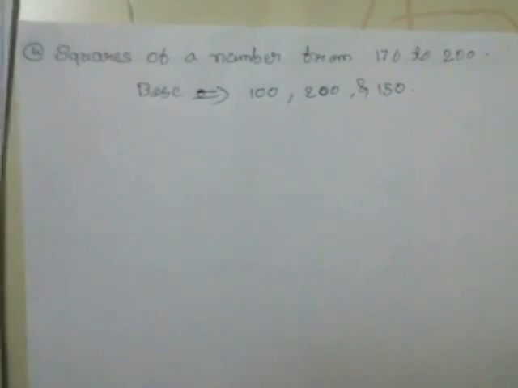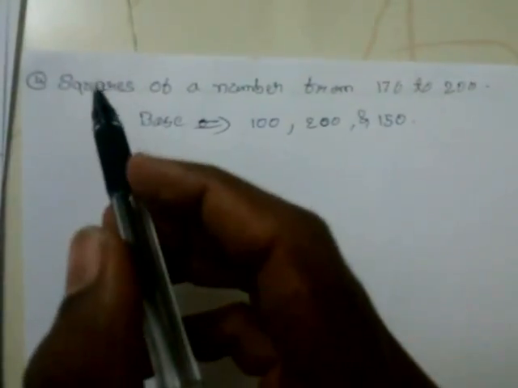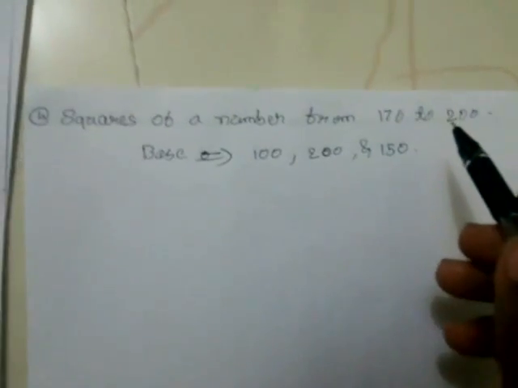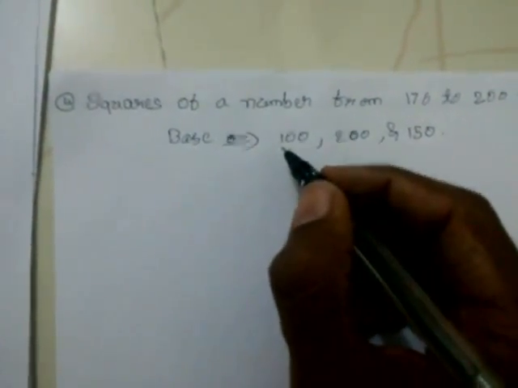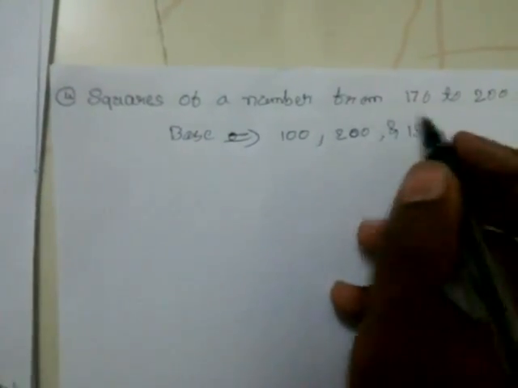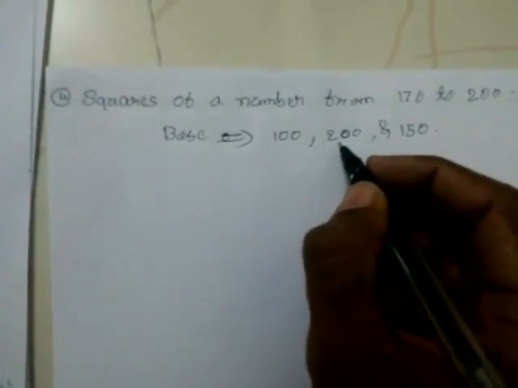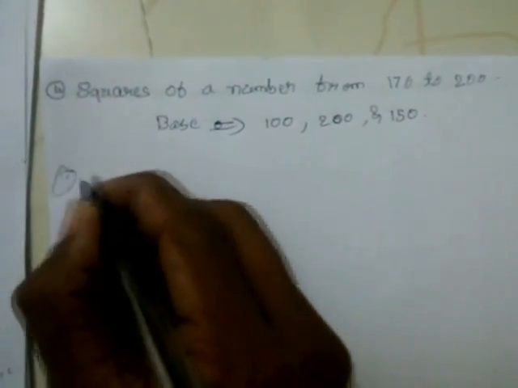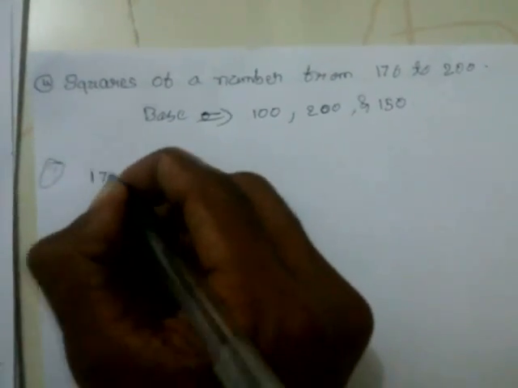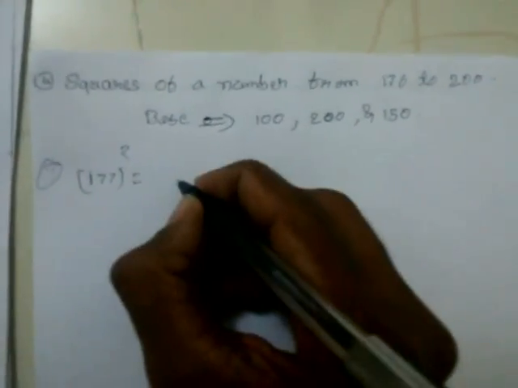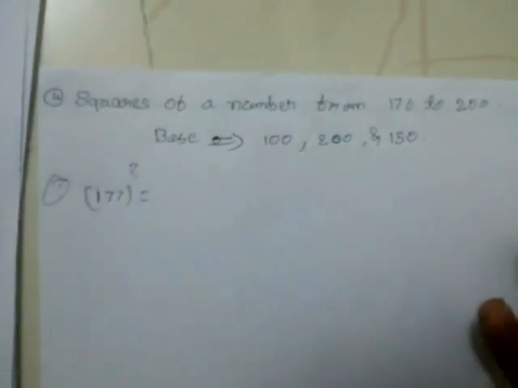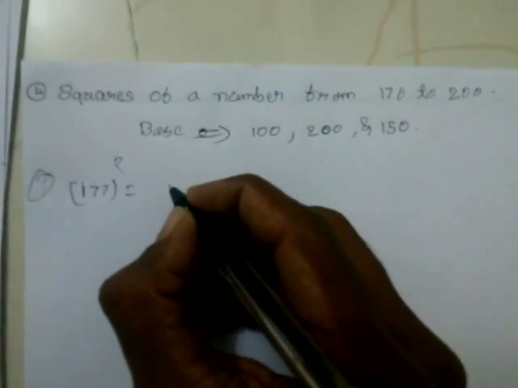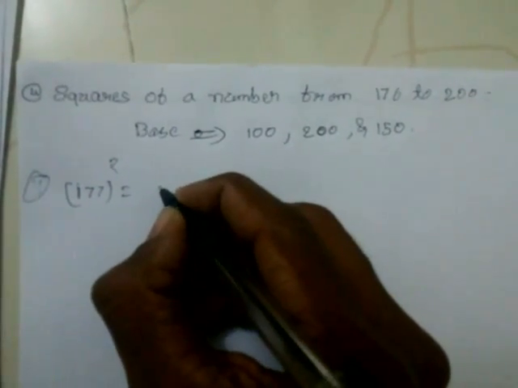Let's move to our final category, that is find out the square of a number from 176 to 200. Here we will take the base as 100, 200 and 150. In the first step 100, in the second step 200, and in the third step 150. So the first example, 177's square. So the first and second steps are similar for each of the four categories.